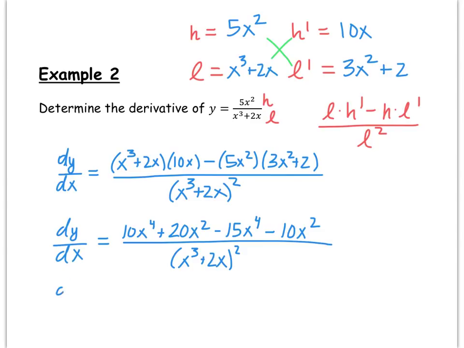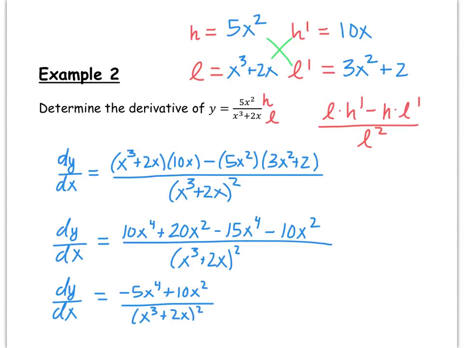And in the process of expanding, I do recognize a couple of like terms there we could combine together. 10x to the fourth minus 15x to the fourth would make negative 5x to the fourth. And then 20x squared minus 10x squared would make plus 10x squared. And that's still all over x cubed plus 2x quantity squared.